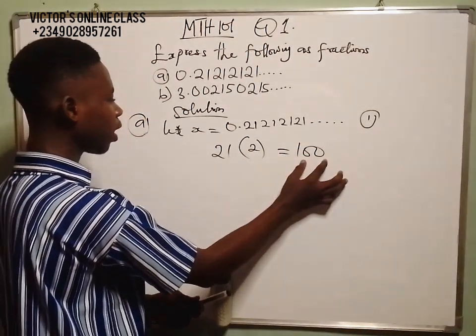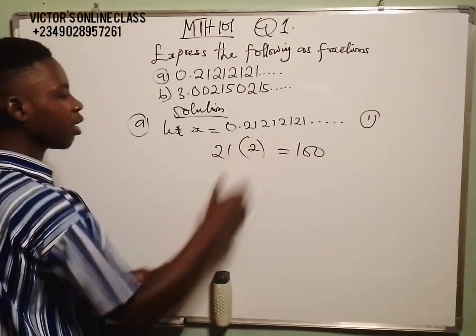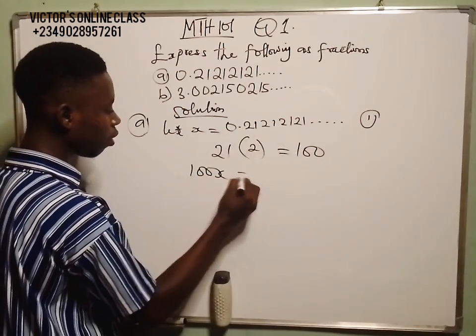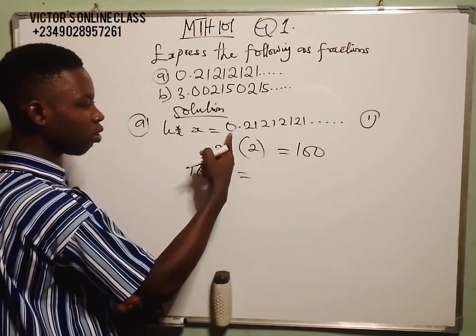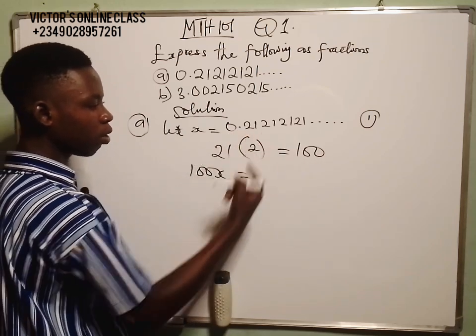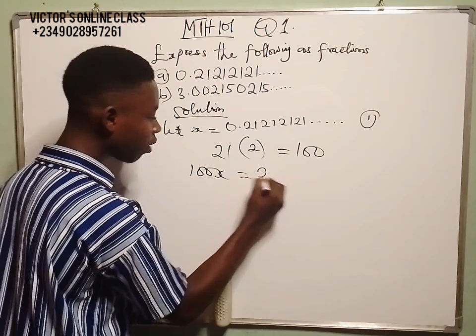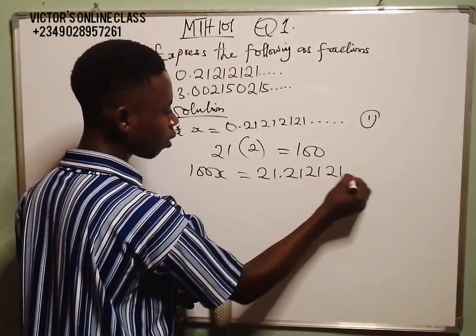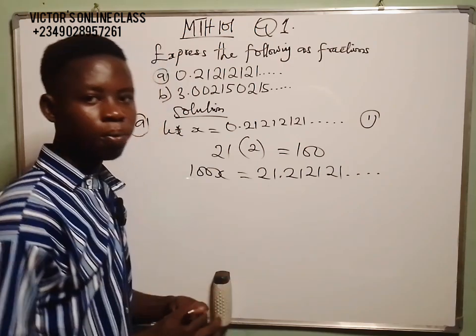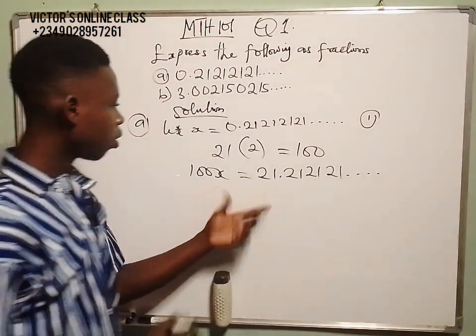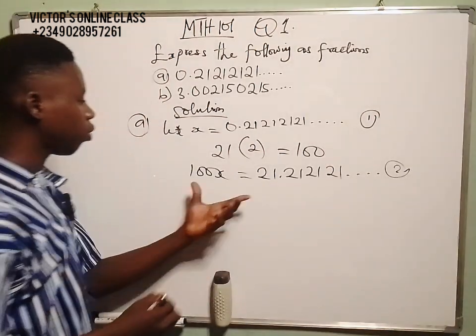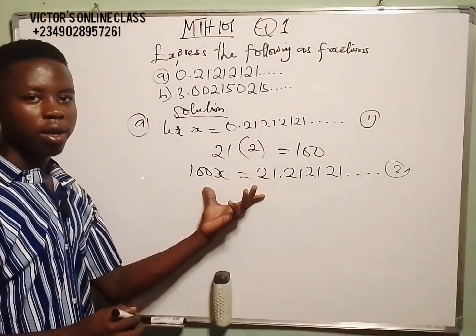You will use the 100 to multiply both sides, which will now give us 100 times x, 100x, equal to 100 times 0.21, which gives 21.212121... Now, you are going to call this your equation 2.